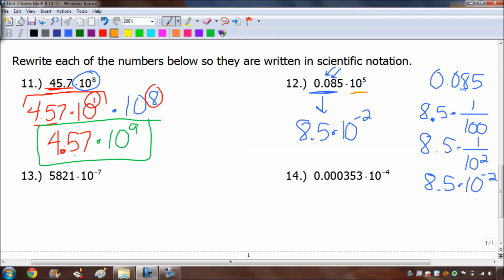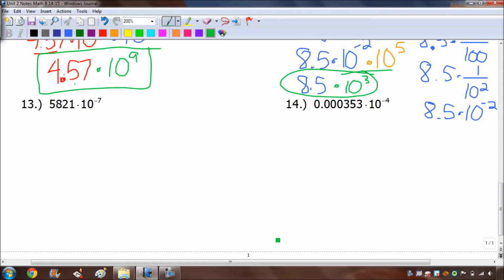Now I'm going to copy down this times 10 to the 5th power, okay? And then, again, it's multiplication, so I need to add my exponents. So I'm going to copy down my coefficient, my 8.5, and then when I add the exponents right here, I end up getting times 10 to the positive 3rd power because negative 2 plus 5 is 3. Okay? All right, number 13.